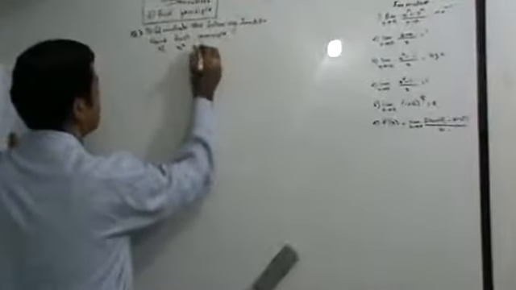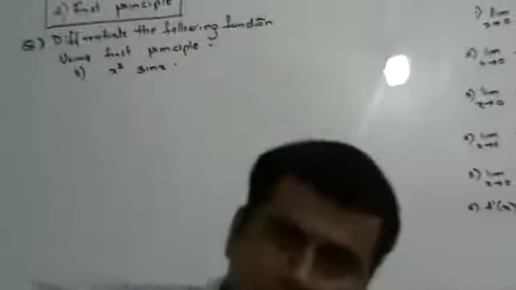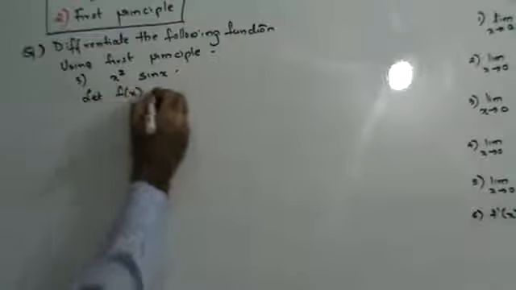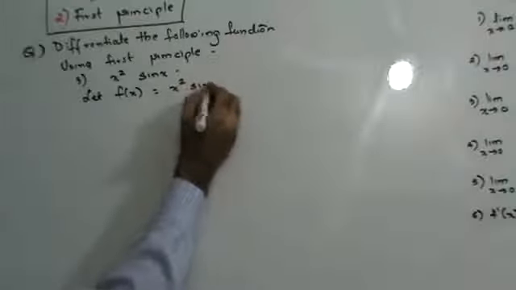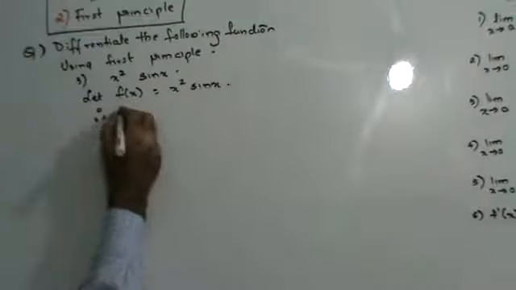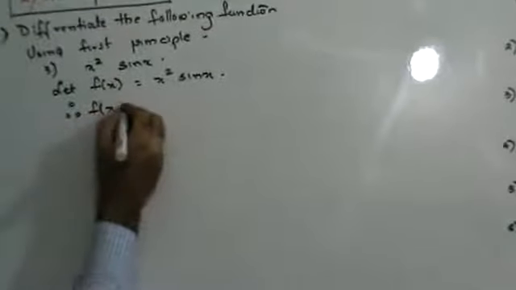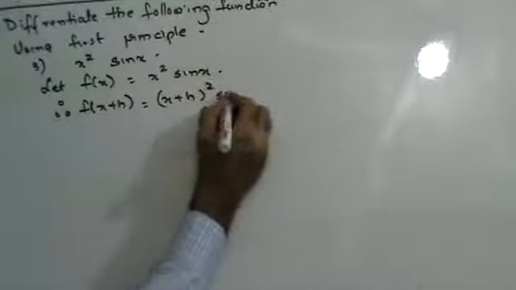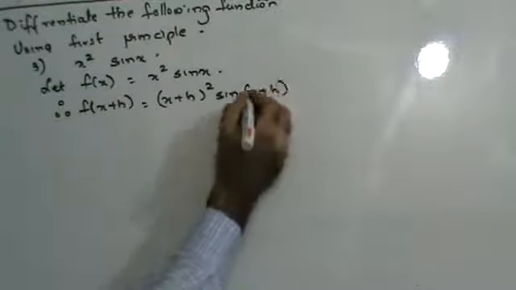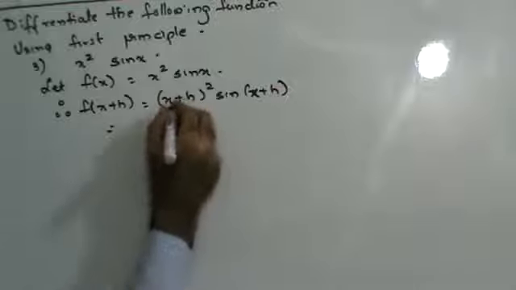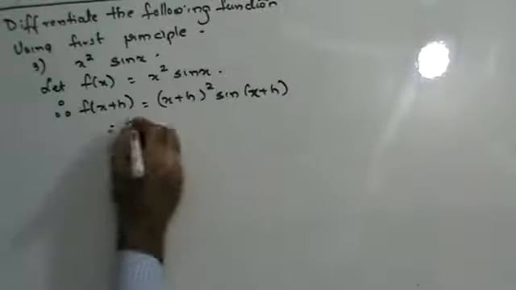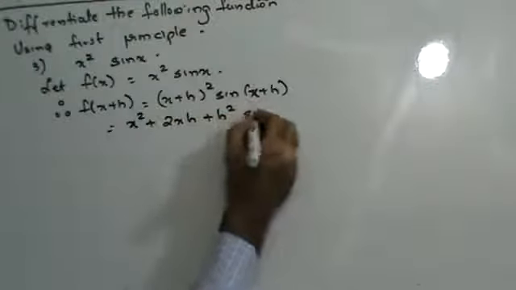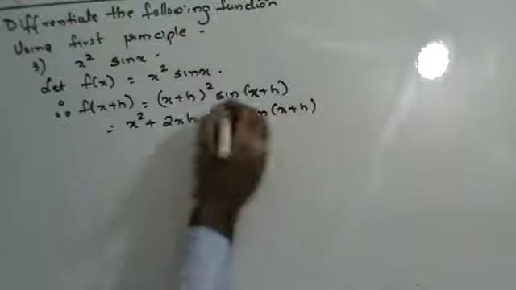x square sin x. Right? Let's see how do we do this sum. We will say let f of x be equal to x square sin x. Therefore, f of x plus h will be nothing but (x plus h) the whole square sin(x plus h). This can be expanded as (a plus b) the whole square, so a square plus 2ab plus b square, into sin(x plus h).